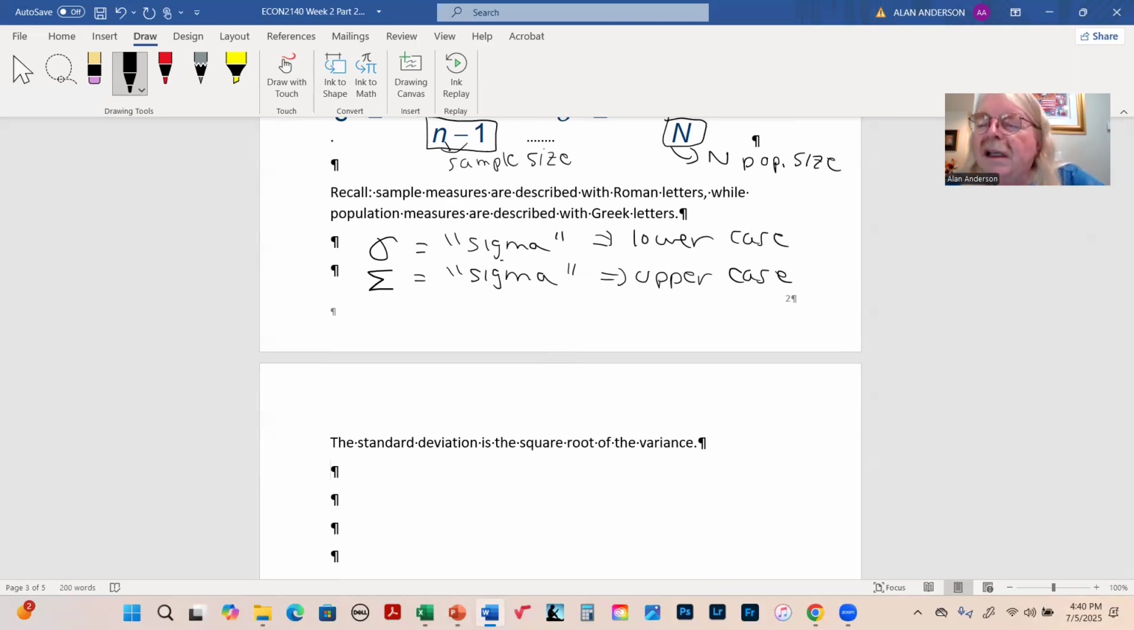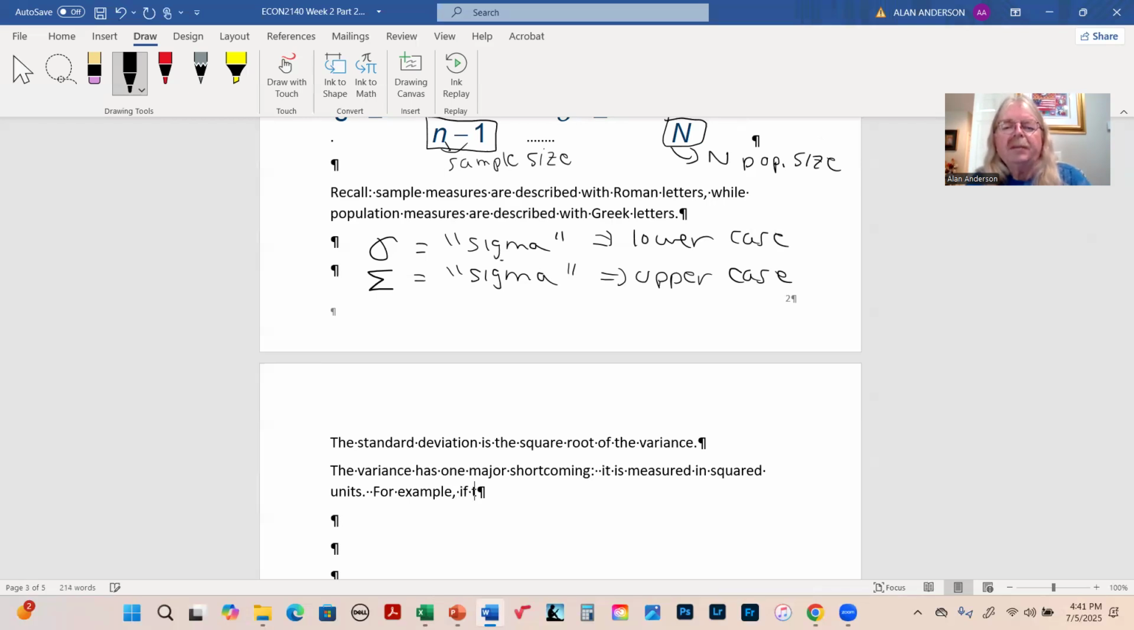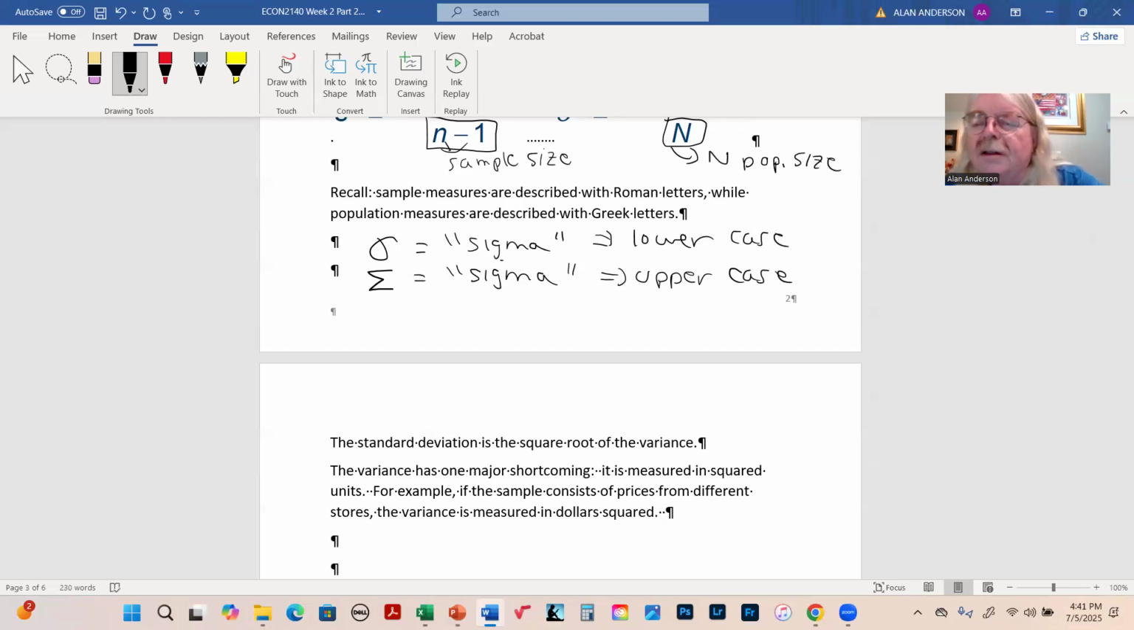Now, you're probably thinking, well, why do we need to do that? The variance has one major shortcoming. It is measured in squared units. So, in other words, for example, if the sample consists of prices from different stores, the variance is measured in dollars squared. Now, of course, there is no such thing as a squared dollar.